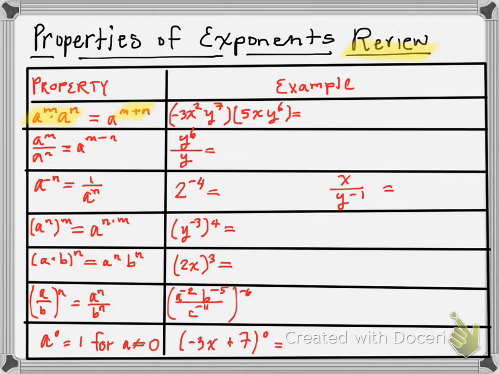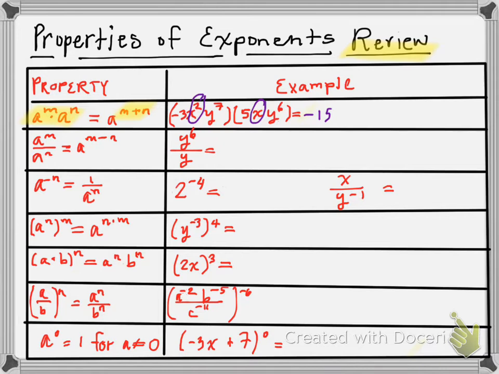So the idea is I'm going to be multiplying any numbers together, any x's together, and any y's together. I'll start by doing the numbers. That would be negative 3 times 5, which is negative 15. And then I have an x squared here, and I have just an x, right? So that's x to the second times x to the first.